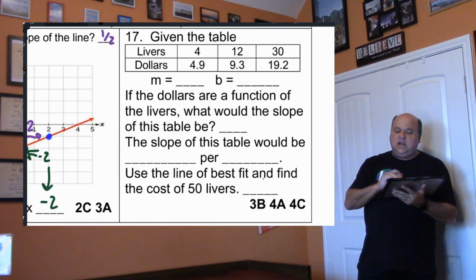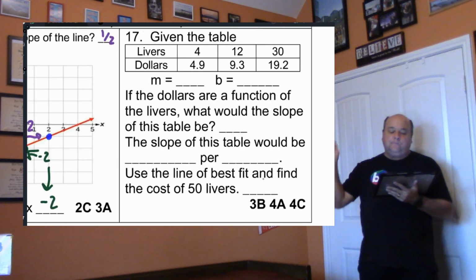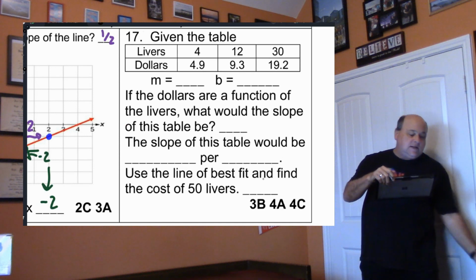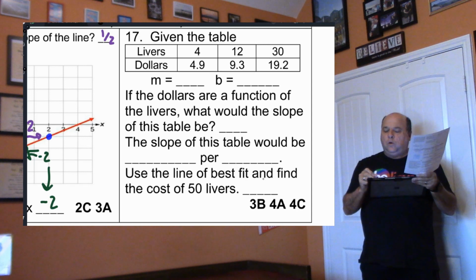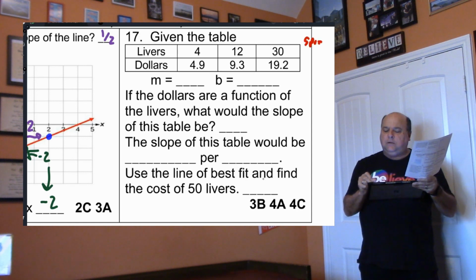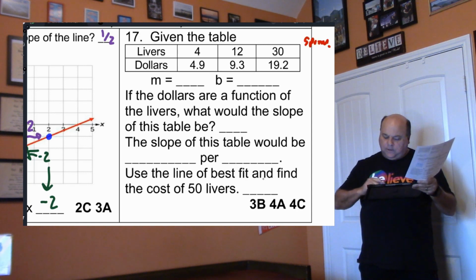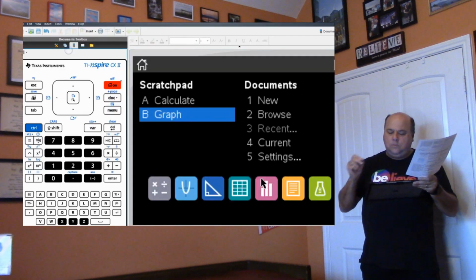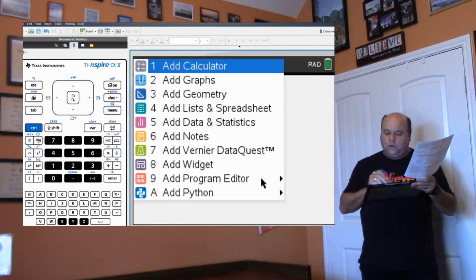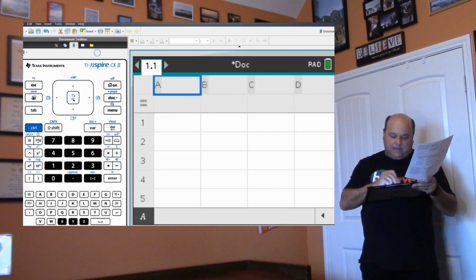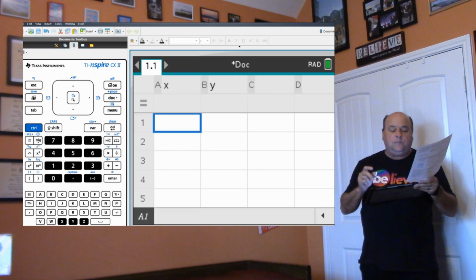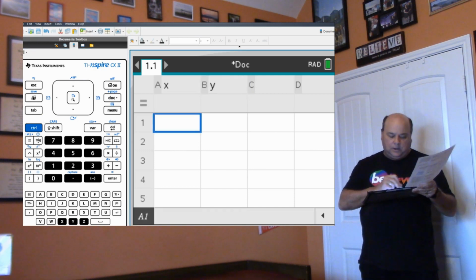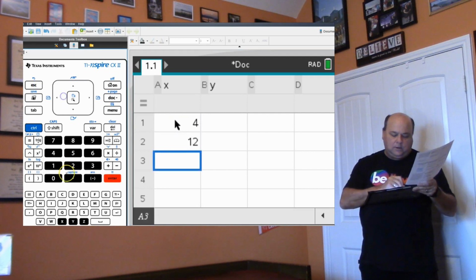Number 17. Fun, fun, fun. We're going to punch this into the table. So I need my paper again one more time. Remember, we're going to punch this into a spreadsheet. So we're going to go to the calculator. We're going to hit home. We're going to do 1. We're going to add a spreadsheet 4 and then type in x, type in y. You got to put the x and y at the top. Now then we're going to put in the numbers. So 4, 12, and 30. 4, enter, 12, enter, 30.